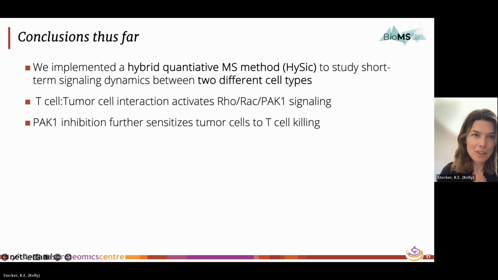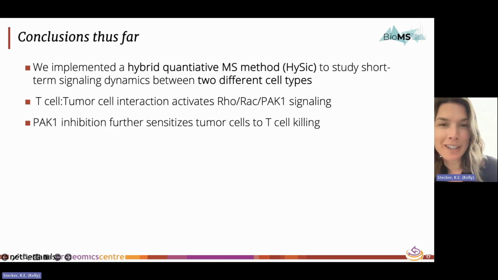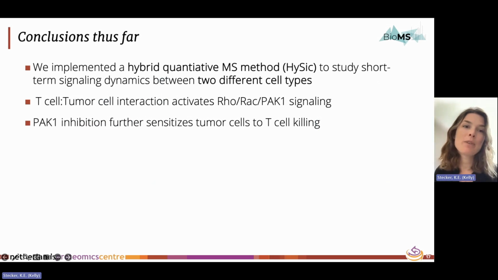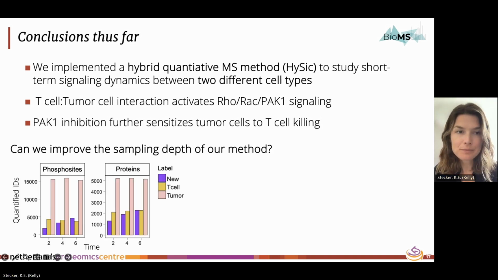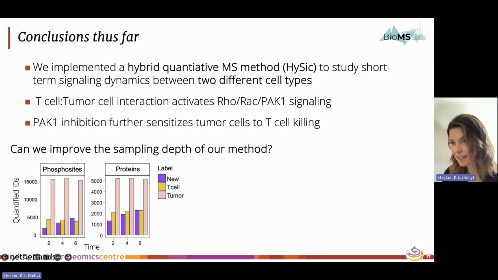approach. So just to recap what I've said so far, we implemented a hybrid quantitative mass spec method, high-seq, to study the short-term signaling dynamics between two different cell types. And in this data, we validated our system, and we saw that when T cells engage with tumor cells, they activate Rho-RAC PAC1 signaling, and that PAC1 inhibition further sensitizes tumors to T cell killing. So that was very exciting.